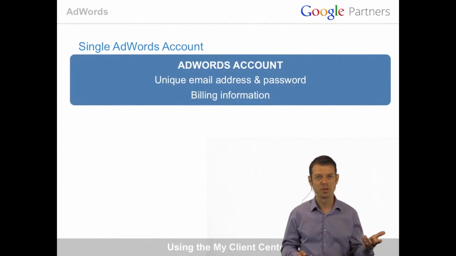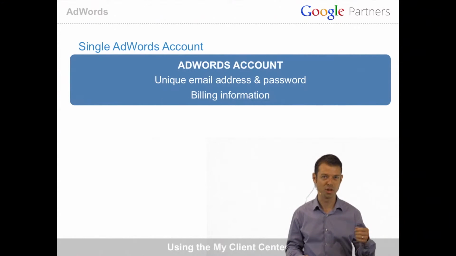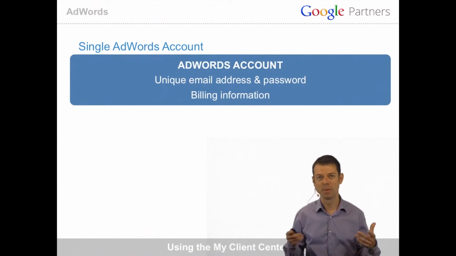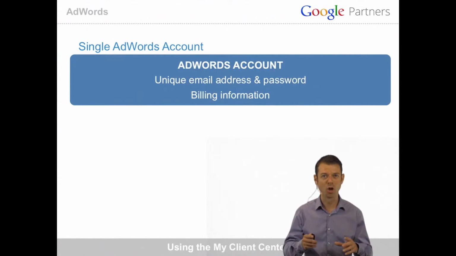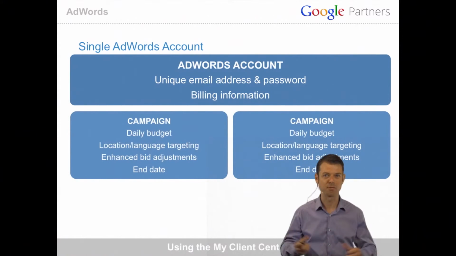Usually an AdWords account consists of three levels. First of all, there's the account level. At the account level, that's where you set your login information, your email, and your password, as well as your billing information. Now, below the account level, you have the campaign levels.